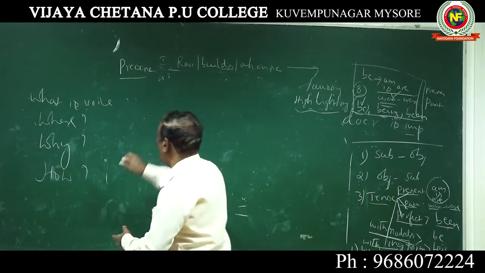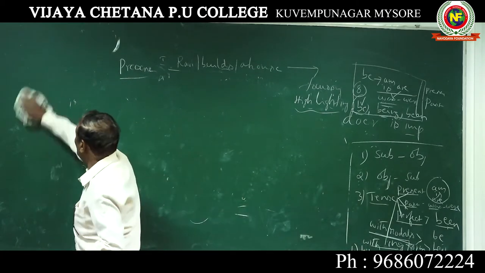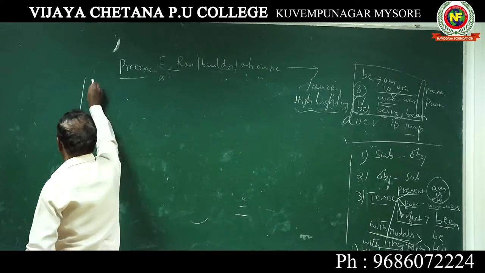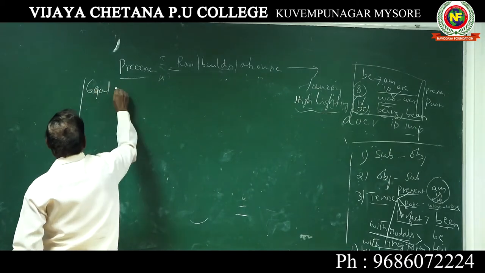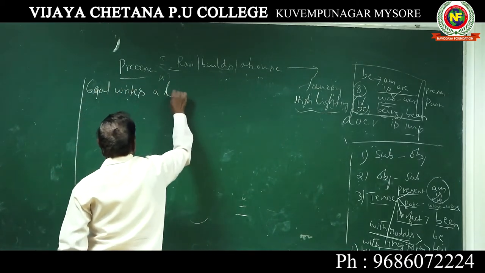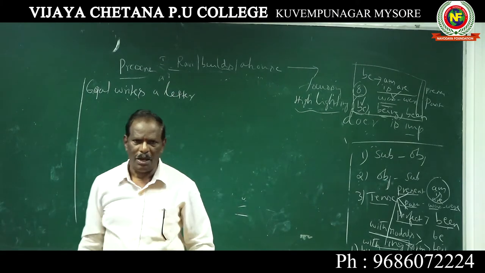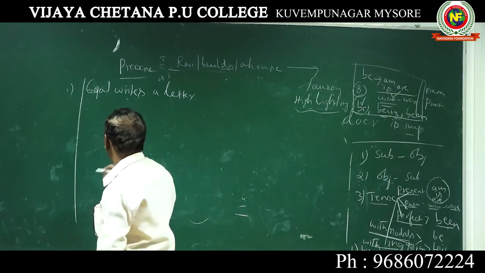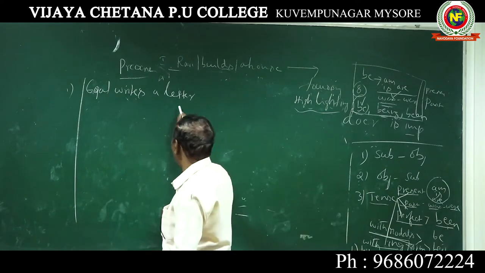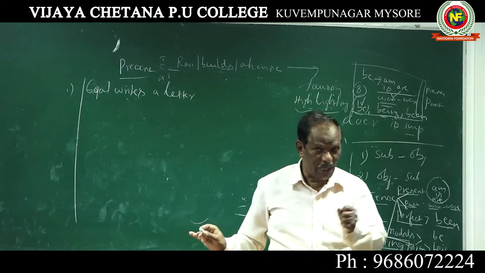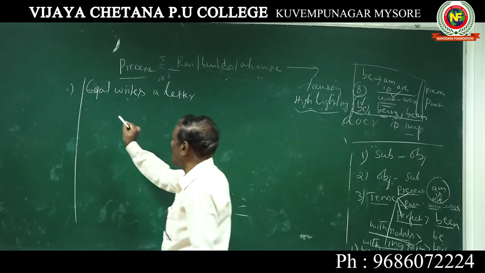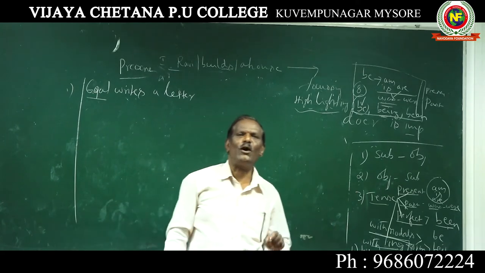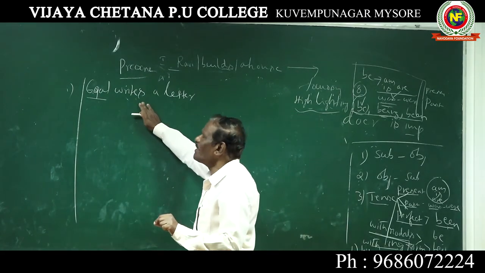Look at this sentence. I will use all forms of active sentences, all tenses. Say, Gopal writes. Let's take a very simple example. I'm taking a very simple example to make you familiar with this concept, transformation. Gopal writes a letter. Who writes a letter? Gopal. Active sentence, because subject is the doer. Doer comes first. The first thing is to identify whether the verb is in active voice or passive voice.